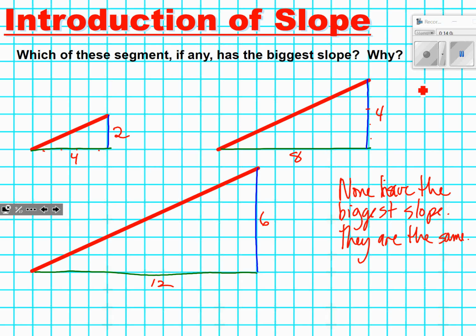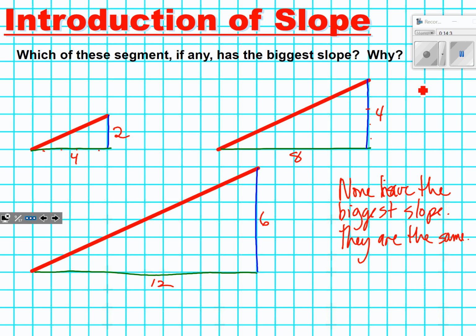As I said before, all the slopes are the same. How did I figure that out? Well, pay very, very close attention. Slope is actually a ratio. It's actually the ratio of the vertical distance compared to a horizontal distance.